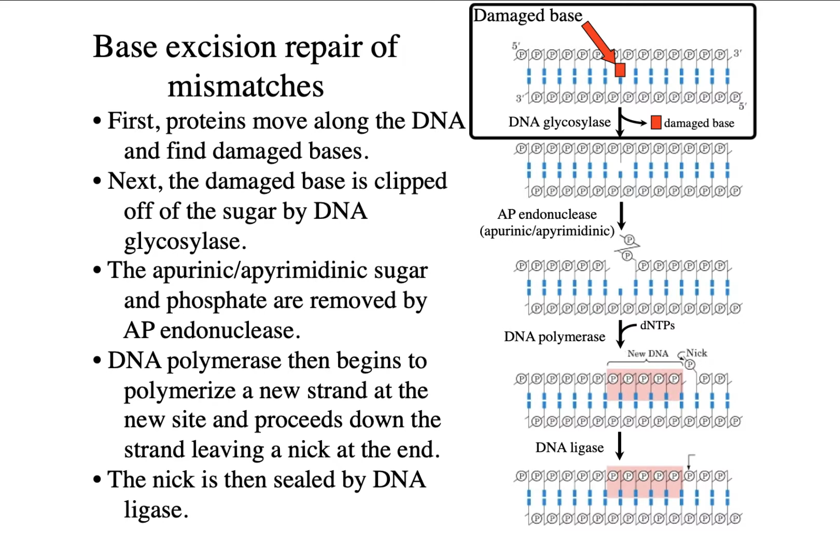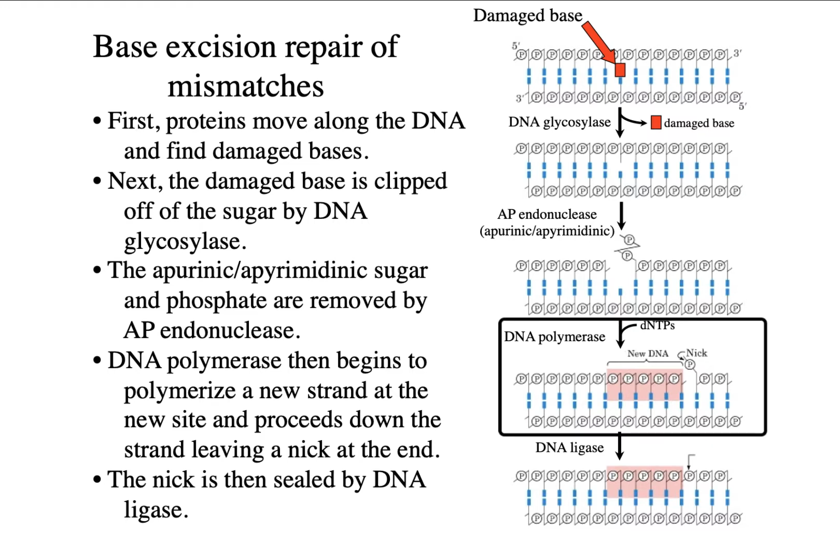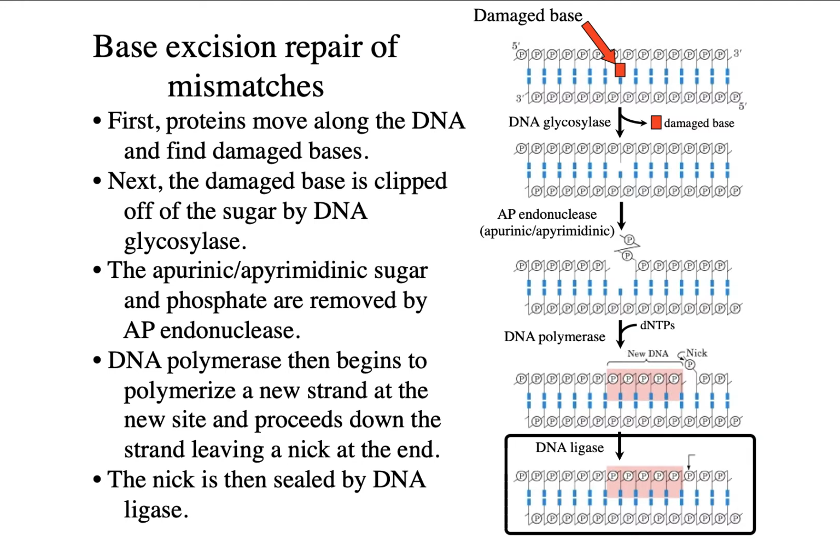In this case, the damaged base is recognized, and a specific DNA glycosylase moves in and cuts the damaged base out. Then there's an AP endonuclease, that is apurinic apyrimidinic, because there's no base in that site. It clips out the backbone surrounding that lesion. Then DNA polymerase comes in and starts filling in at that nicked region, filling in much more than just the nicked region. And then DNA ligase seals the last two nucleotides together in the backbone.